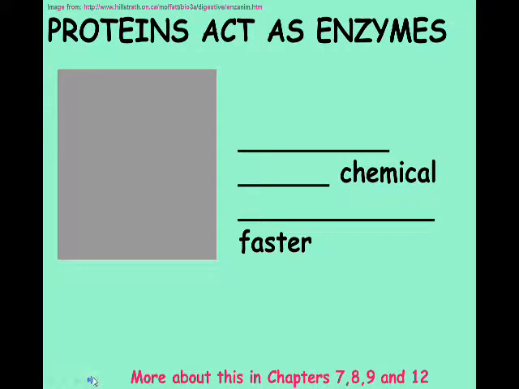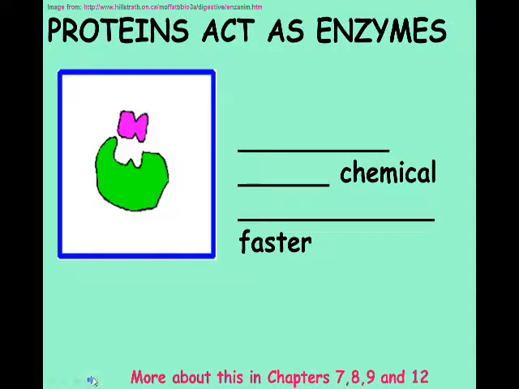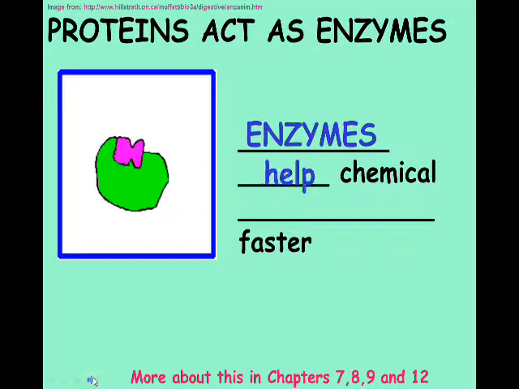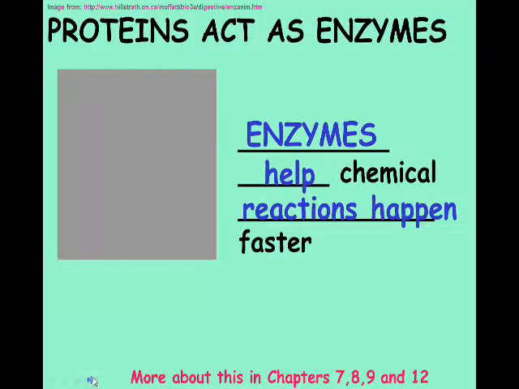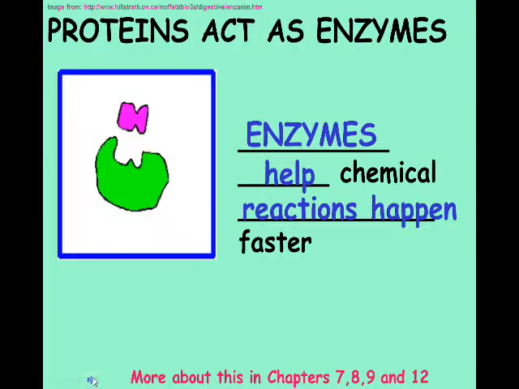Another thing that proteins can do for you is they act as enzymes. Enzymes are molecules that help chemical reactions happen faster. So when we talk about chemical reactions this year, we talk about breaking down food molecules, we talk about putting molecules together to make carbs or proteins or nucleic acids, all the molecules we're building. Any kind of a chemical reaction that happens in your body, there are enzymes, helper molecules that help those reactions happen.